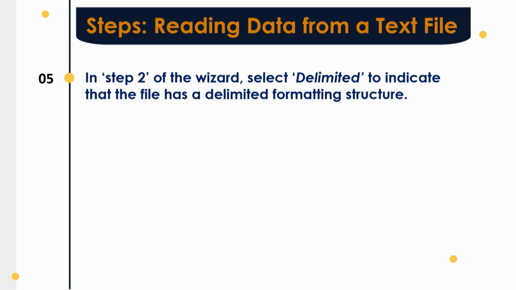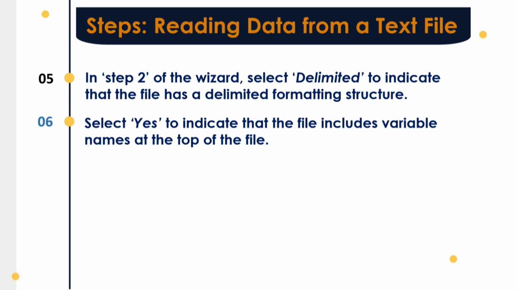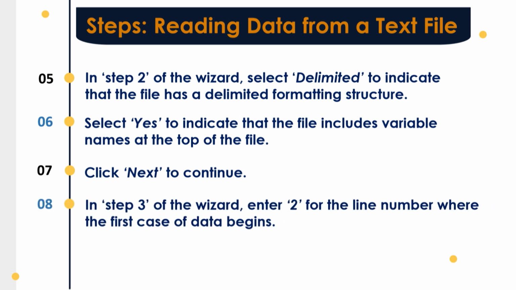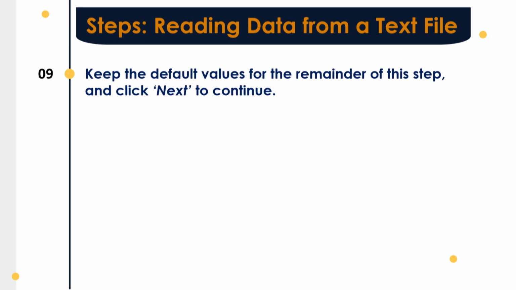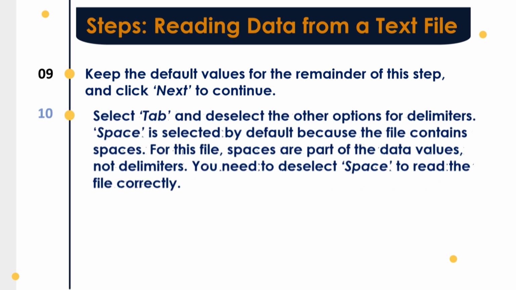Next, see the remaining steps. In step 5, in step 2 of the wizard, select Delimited to indicate that the file has delimited formatting structures. In step 6, select X to indicate that the file includes variable names at the top of the file. Step 7, click Next to continue. In step 3 of the wizard, enter 2 for the line number where the first case of data begins. Keep the default values for the remainder of this step and click Next to continue.